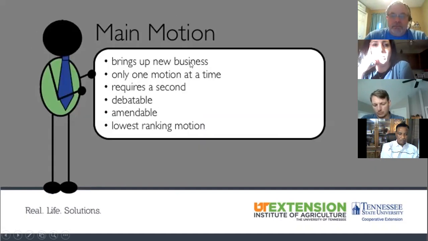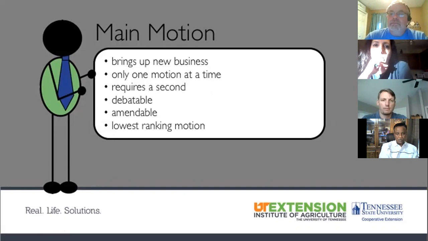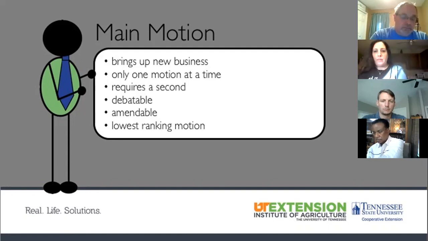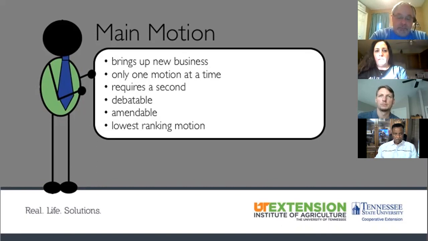The basis of parliamentary procedure is the main motion. A main motion presents an idea in front of the group, which is basically new business. Now, there are several rules that go along with the main motion. For example, we can only have one motion at a time. And when there's a motion in front of the group, we call that being on the floor. So it belongs to the group and we're discussing it, or whatever part of it we're on, we say that motion, while it's active, is on the floor. So that's a term that you'll hear a lot.